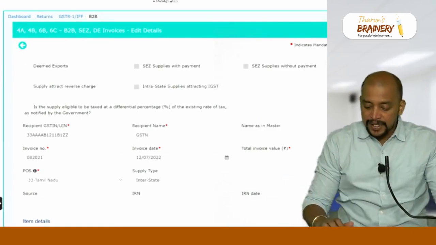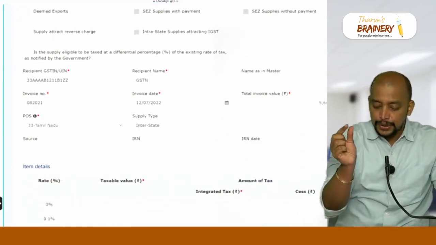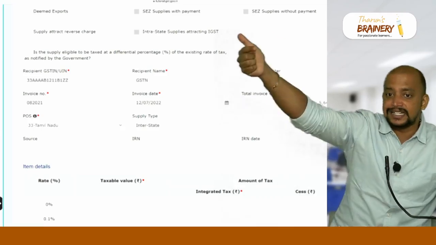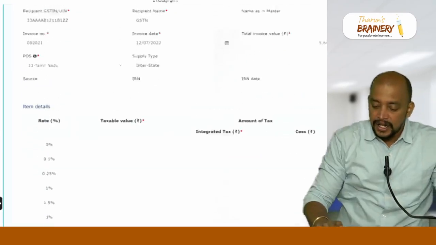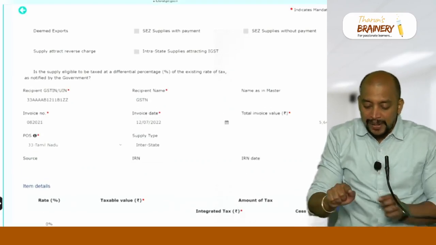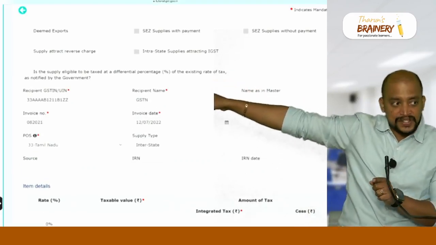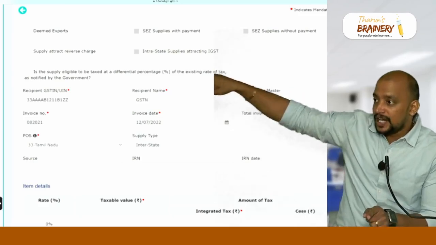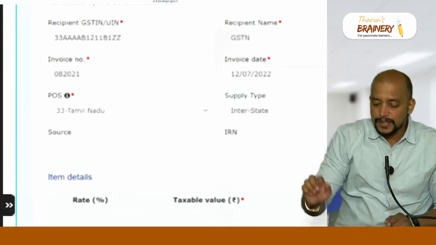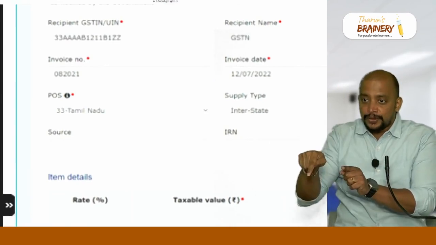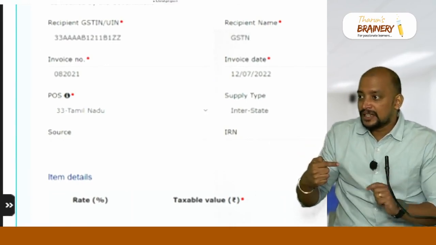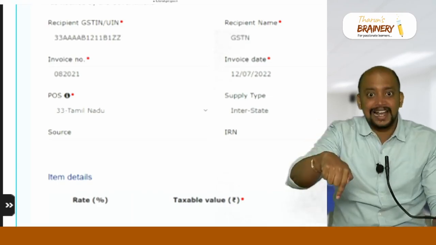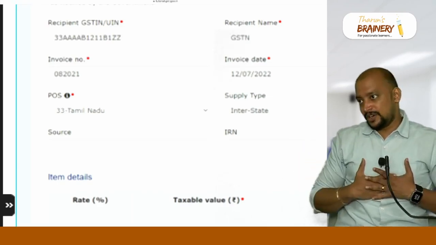When you enter the recipient GSTIN, basically the first two digits, if it is in a different state, it will automatically be taken as integrated tax. Now what should I do? I should go to the place of supply. Place of supply is a drop down. In this drop down, I need to select the place of supply as Telangana. I am in Telangana, boss.